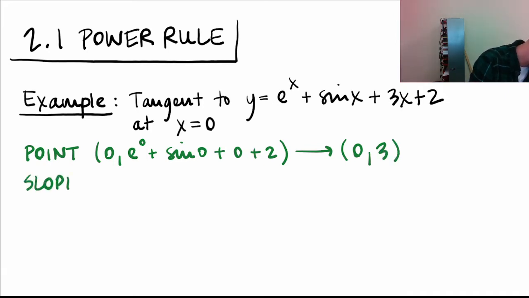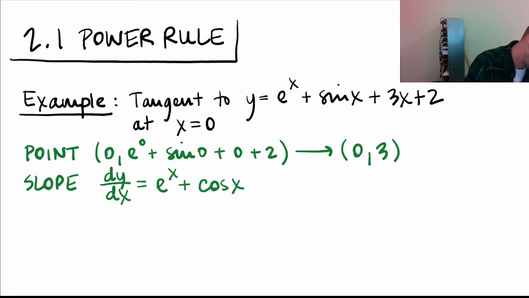And to get the slope, I'm going to take the derivative of y. Okay, so I'll get dy dx. That just means the derivative. That's equal to the derivative of e to the x is e to the x. The derivative of sine x is cosine x. The derivative of 3x is 3. And the derivative of 2 is 0. Okay? So I've got a formula for the slope at any x coordinate, but I don't need the slope at any x coordinate. I need the slope at x equals 0.